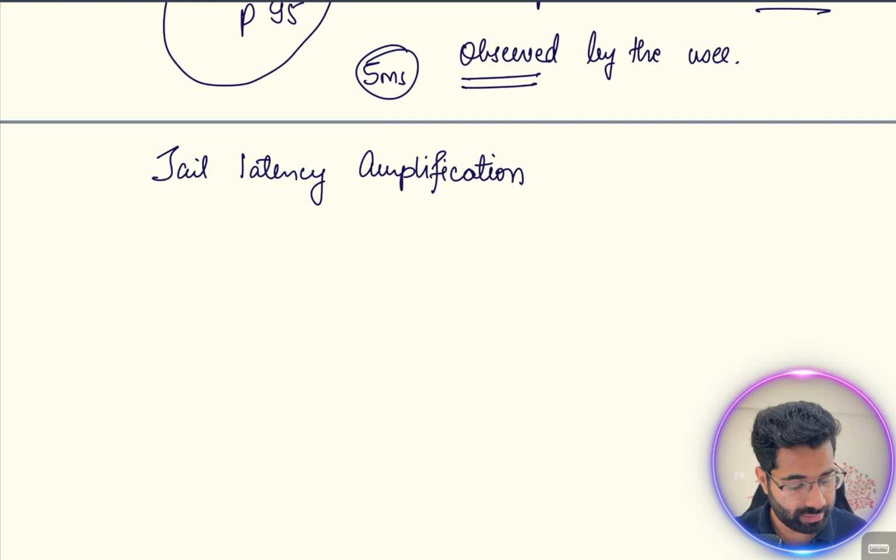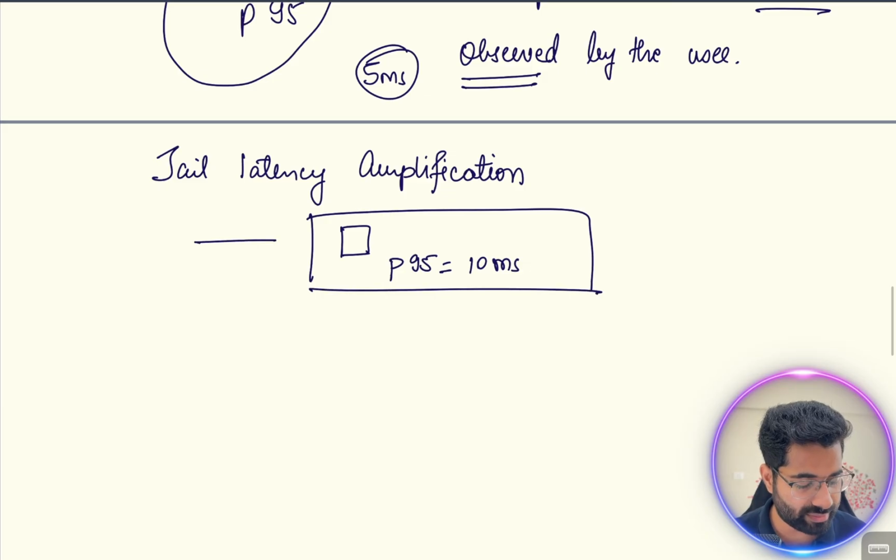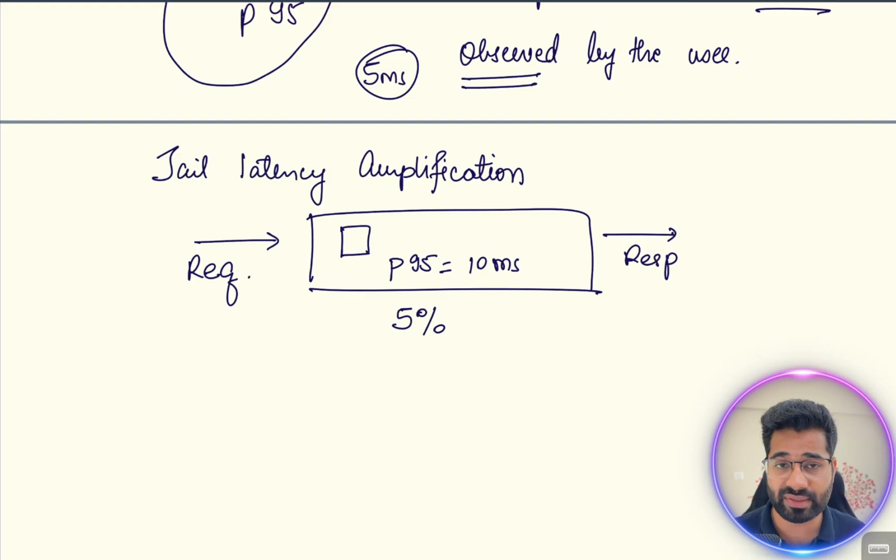So let's take an example. Let's say we have one microservice and the tail latency of that service, P95, is 10 milliseconds. Okay, and there's only one microservice in the whole system. The request comes and we get a response. So the probability of this request having a latency of more than 10 milliseconds is going to be 5%, right? Because 95% of the requests are going to have latency less than 10 milliseconds. So the probability of this particular request having latency more than 10 milliseconds is 5%.